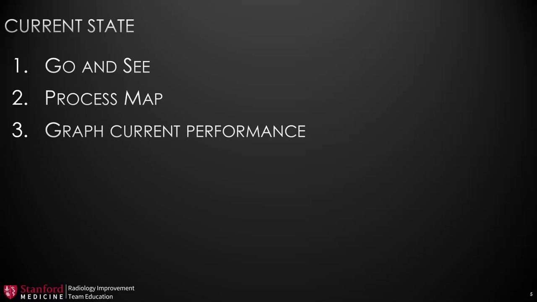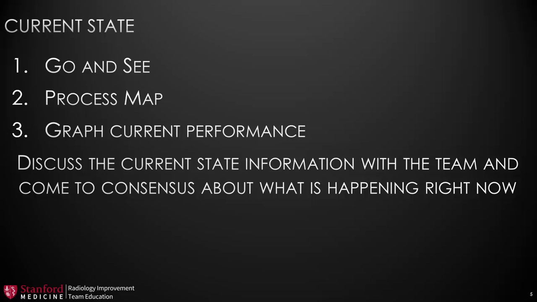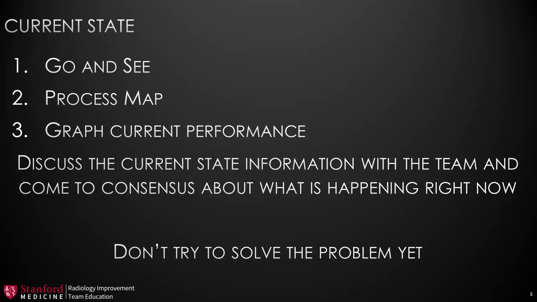Next, we evaluate the data using a run chart or control chart to see how the process is functioning over time. Then we discuss the current state information with the team and come to a consensus about what is happening right now. The important thing to remember is even though you have an idea of what the current state is, don't try to solve the problem yet. We still have a few steps to go before we get there.